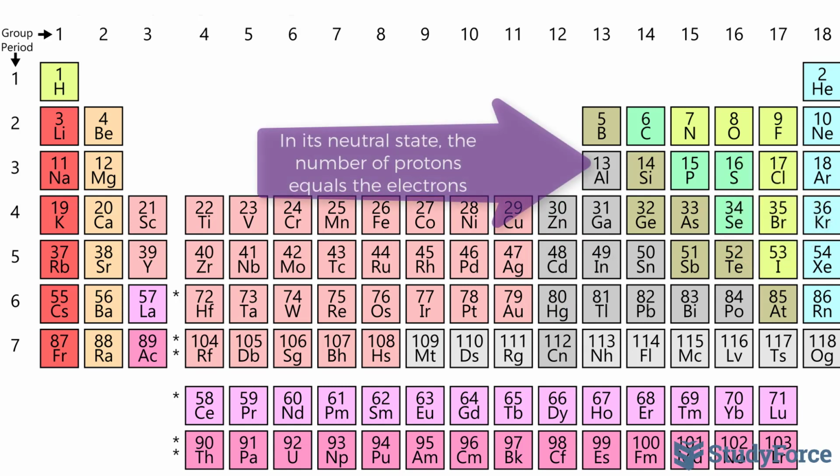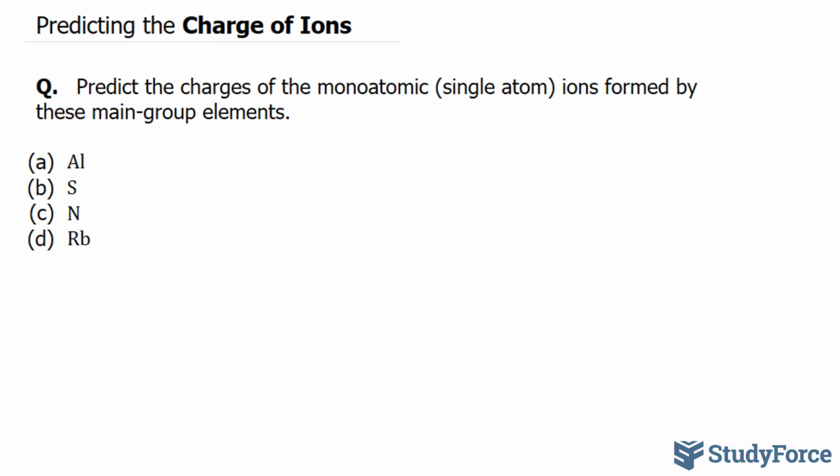Aluminum atoms have 13 electrons, and the nearest noble gas is neon, which has 10 electrons. Aluminum tends to lose 3 electrons to form a cation with a 3+ charge. Remember, if you're losing electrons, you're becoming more positive. Al 3+.